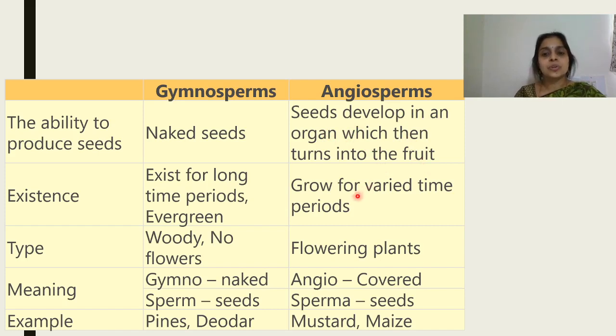Angiosperms: the seeds develop in an organ which turns into a fruit. Growth varies over different time periods. These are flowering plants. Angio means covered, sperma means seeds. Examples: mustard, maize.